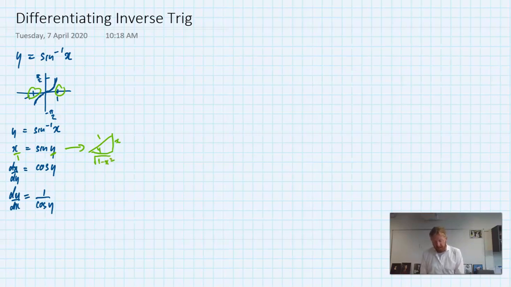Cos of y equals square root of 1 minus x squared on 1, because it's the adjacent on hypotenuse. I can then put this cos y in here. dy dx equals 1 on the square root of 1 minus x squared. Voila.